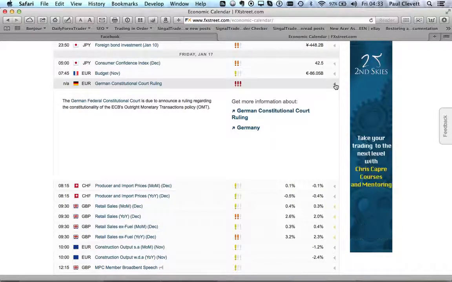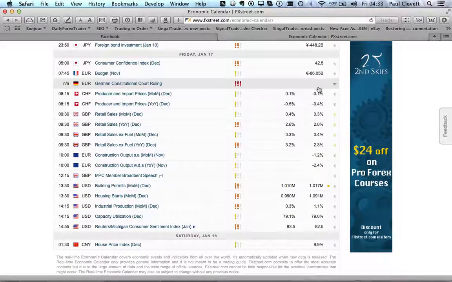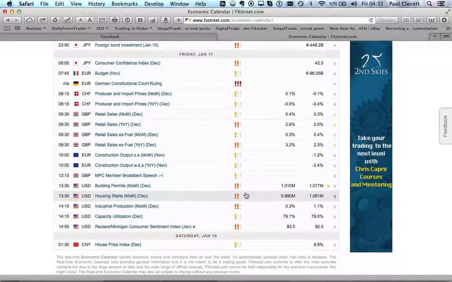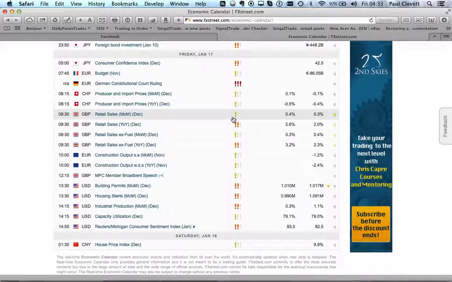It's basically the ruling about some policy. Now I don't know what it's about. What I do know is it's sitting on the Euro. Otherwise, there's not much news today. GBP retail sales at some point. That could be good for the pound.